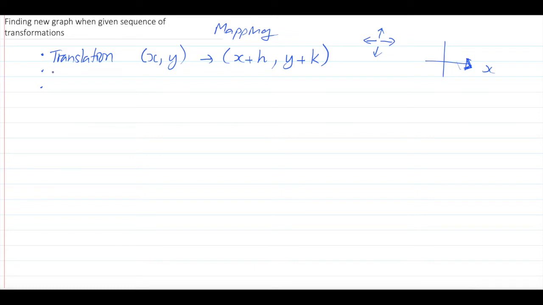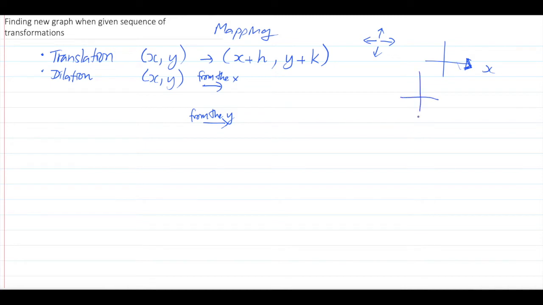The second one is what we call dilation. With dilation, your x and y coordinates can do two things. Similar to translation, where you can go either left, right, or up and down, dilation can be from the x-axis, or it can be from the y-axis. I'm going to show you geometrically what that means.